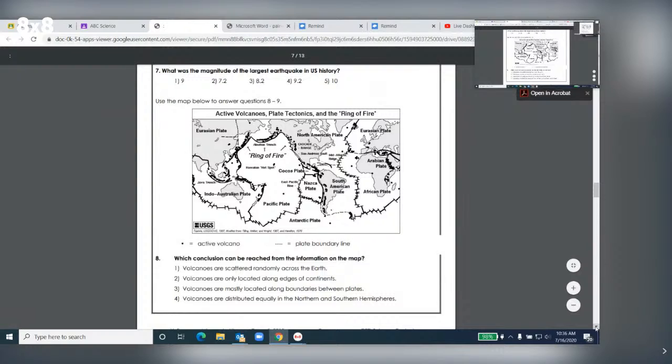Volcanoes are distributed equally in the northern and southern hemisphere. That would mean if the line went through the middle on the equator, there's an equal amount in the northern hemisphere and the southern hemisphere, and that's probably not the case. I think if we look up here, you can see there's probably a little bit more, I would say maybe in the southern hemisphere, but they're not equal. So that one's not it. So it's going to be 3. Volcanoes are located mostly along the boundary lines, okay?